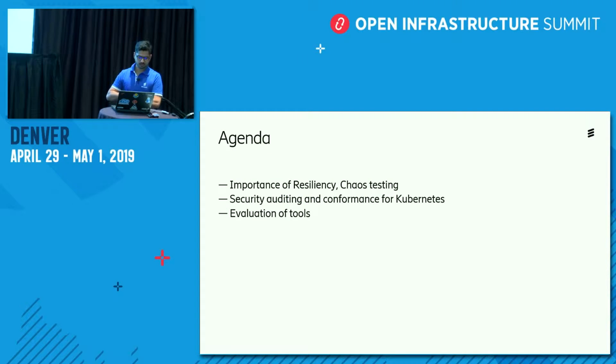So here is a brief agenda about what we'll be talking about. We'll be talking quickly about the importance of resiliency chaos testing. We'll also be looking at some of the security auditing and conformance for Kubernetes. And we'll also try to evaluate a couple of tools.